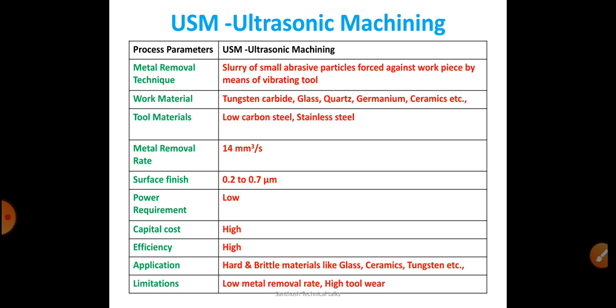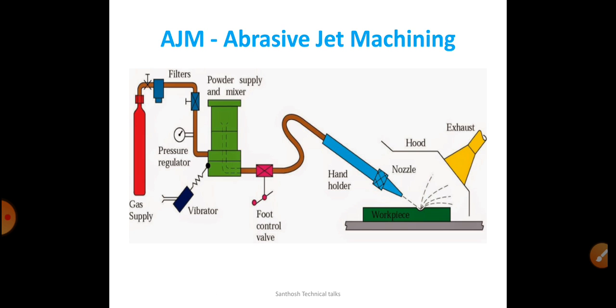For application, whenever hard and brittle materials like glass, ceramics, or tungsten have to be machined, we can straight away use ultrasonic machining. The limitations are very simple: lower metal removal rate and higher tool wear. Here the abrasive particles also wear the tool, so that is the greatest disadvantage in ultrasonic machining.